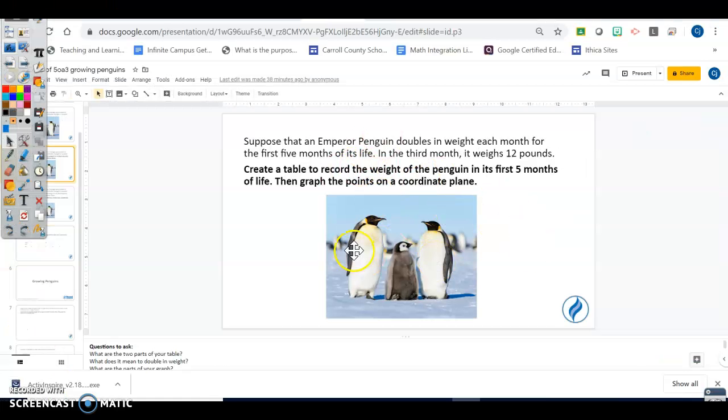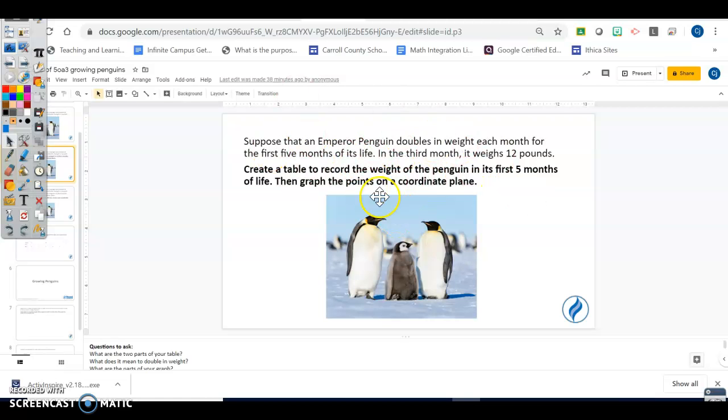Alright guys, so this next problem we have is talking about emperor penguins. It says, suppose that an emperor penguin doubles in weight each month for the first 5 months of its life. In the 3rd month, it weighs 12 pounds. Create a table to record the weight of the penguin in its first 5 months of life.